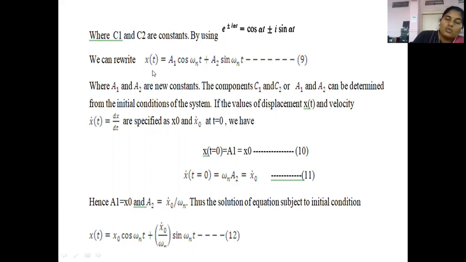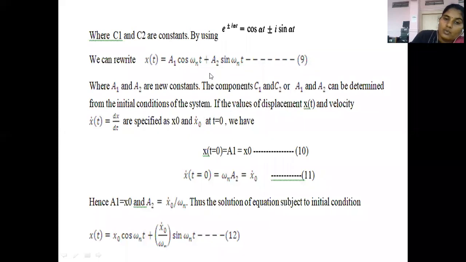At time t equal to 0, the x value is x of 0, that is x naught. Now a1 cos omega nt, so cos 0 is 1. So what value do we get for a1? We get a1 is equal to x naught.